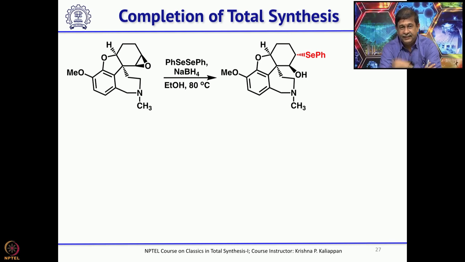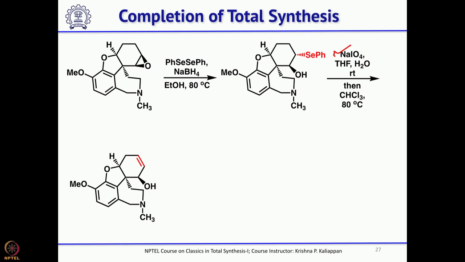So sodium borohydride cleaves the selenium-selenium bond. Okay. So that you get PhSe-, that opens up the epoxide to get the trans isomer. Okay. So normally once you introduce a phenylselenide compound, you can easily oxidize and then eliminate. So that was done using sodium periodate. So sodium periodate oxidizes this to the selenoxide, and the selenoxide picks up this hydrogen and removes phenylselenenic acid.